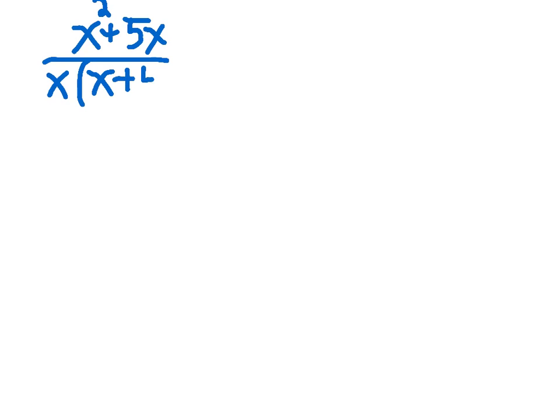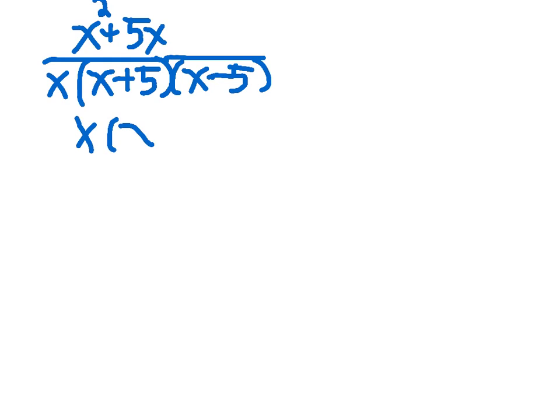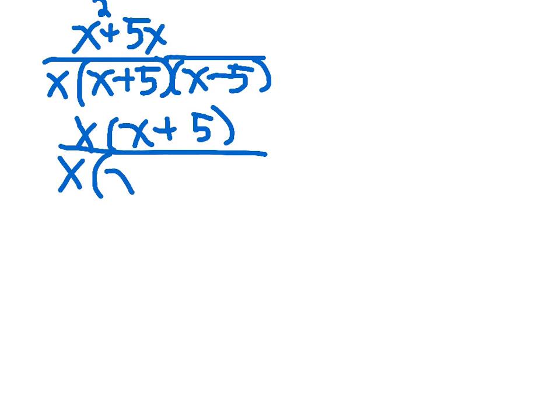I'm coming up with a good example for one. So I'm just going to take one from a factored point. If I have x squared plus 5x over x times x plus 5 times x minus 5. Okay, so we would factor this numerator. We'd have x times x plus 5. Now in the bottom I have x, I have x plus 5, and I have x minus 5.